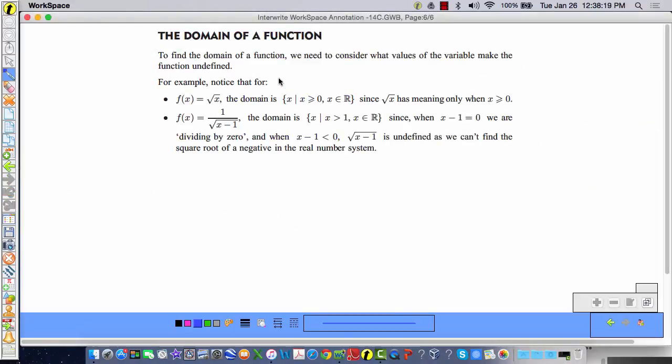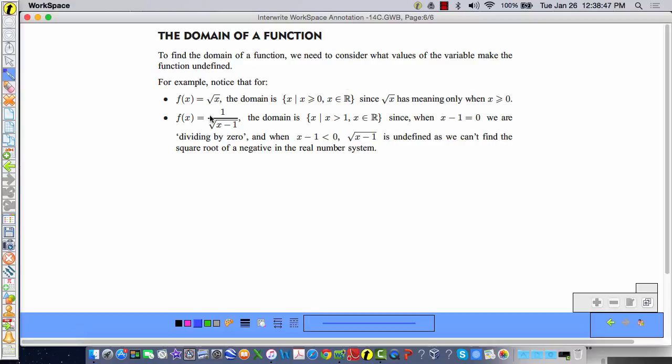One last thing. Let's take a look at this. The domain of a function. We need to consider what values of the variable make the function undefined. For example, if you have the square root of something, this domain is greater than or equal to 0, since the square root of x does not have any meaning for us just yet when x is less than 0 or when x is negative. We don't know how to yet handle the square root of something like, say, negative 6.